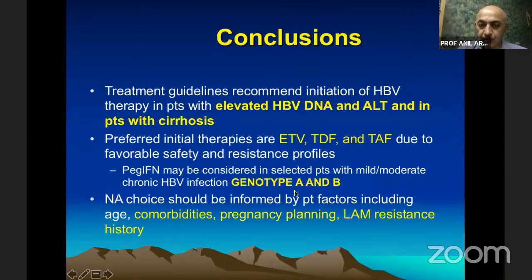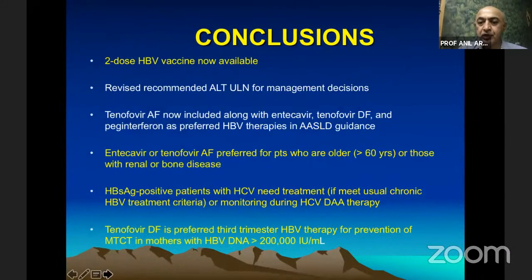Pegylated interferon can be given in a subgroup of patients who have genotype A, which is very uncommon in India, at least in northern India. And nucleoside analogs, like all these drugs, should be taken in all patients who have comorbidities and who are planning pregnancy. Lamivudine, telbivudine, and adefovir should not be used.